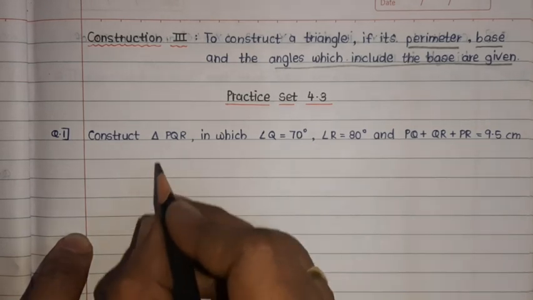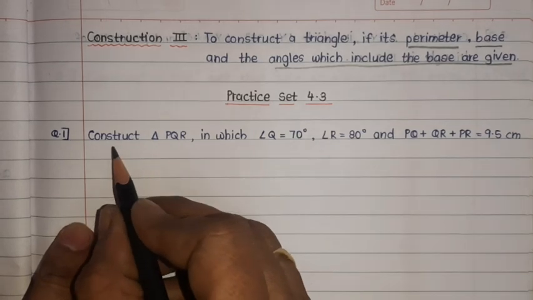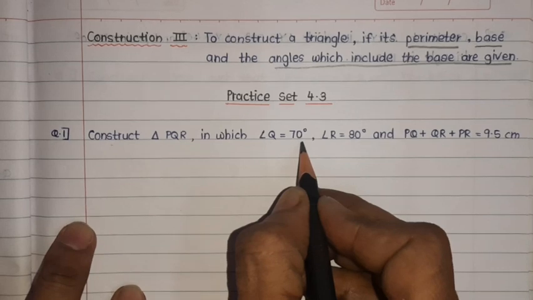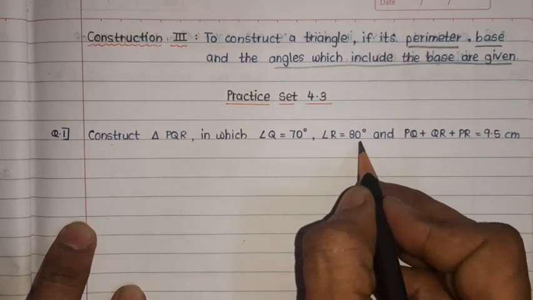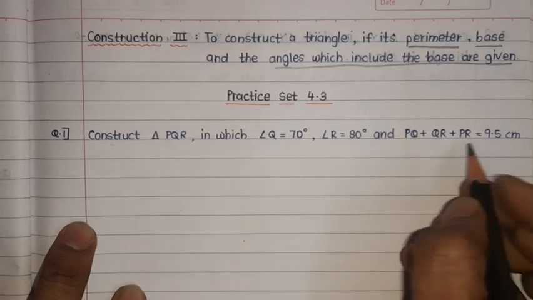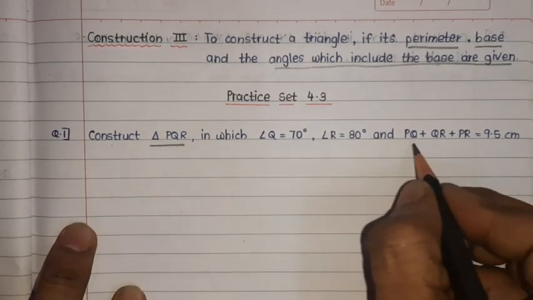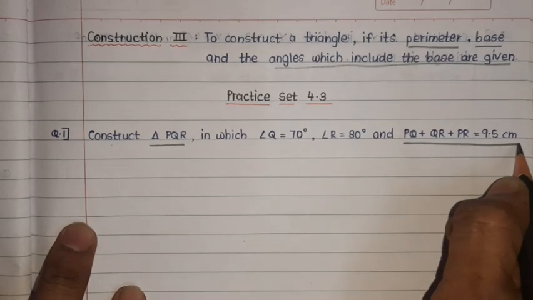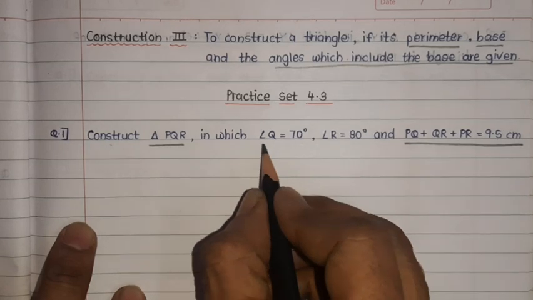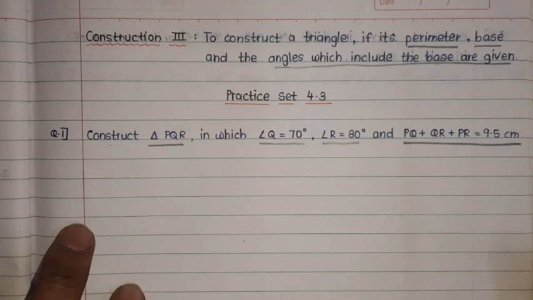Now we directly go to the practice set 4.3. Question number first: construct triangle PQR in which angle Q is 70 degree, angle R is 80 degree, and PQ plus QR plus PR is equal to 9.5 centimeter. That means the sum of all the sides of the triangle is given, and two base angles are given, Q and R. Dear student, how to construct this triangle?